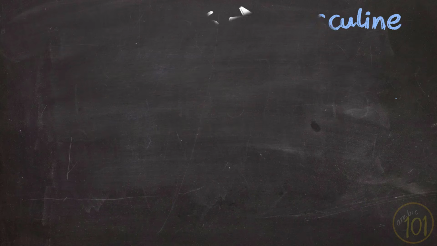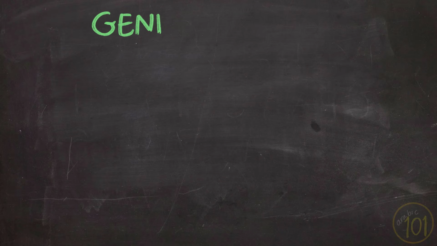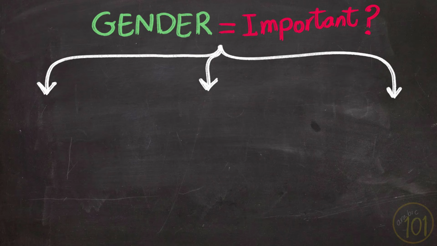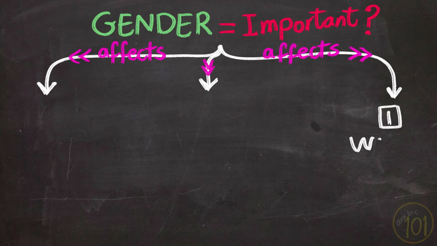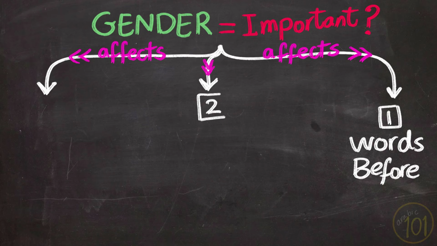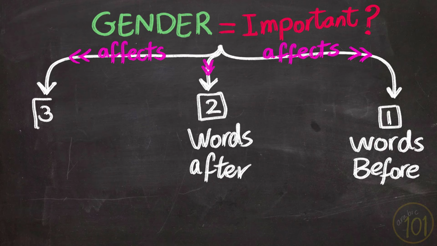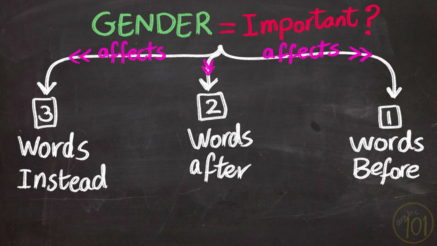But now you might be wondering, why should I learn what is the gender of the word? Why would that help me understand the Quran? Well, there are three things that are affected by the gender of the noun that you should pay attention to. First, words that are used before the noun. Second, words that are used after the noun. Third, words that are used instead of the noun.